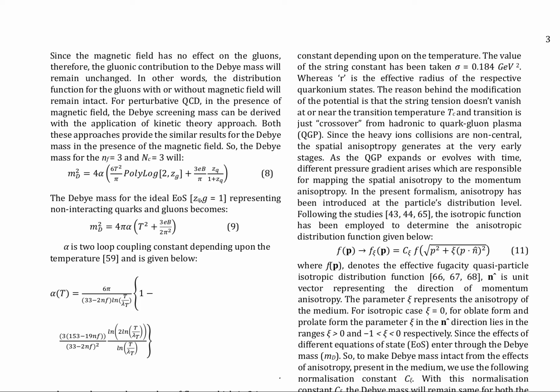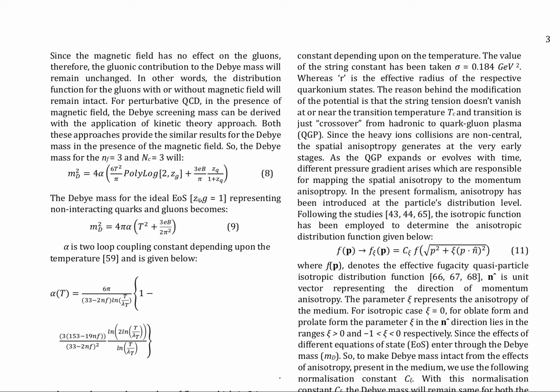In the presence of a magnetic field, the Debye screening mass is derived using both perturbative QCD and kinetic theory approaches, yielding similar results. The Debye mass for non-interacting quarks and gluons is given by equation 9, while the two-loop coupling constant alpha depends on temperature and is expressed in equation 10.